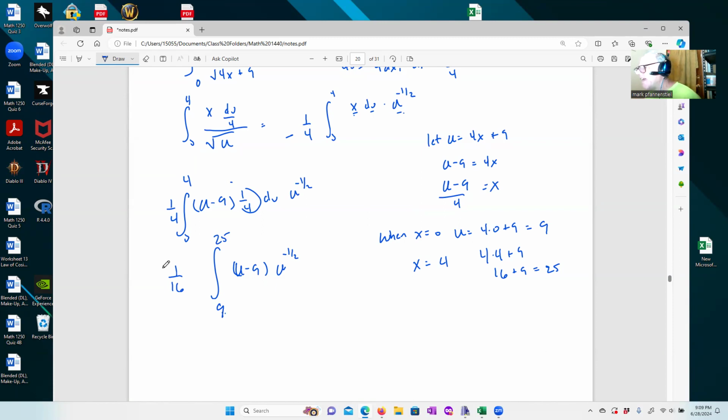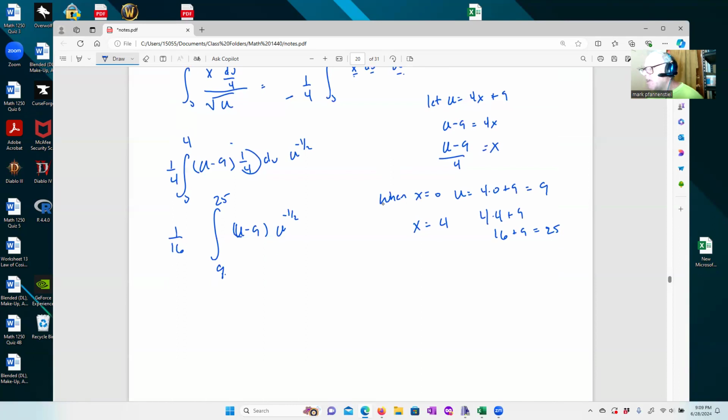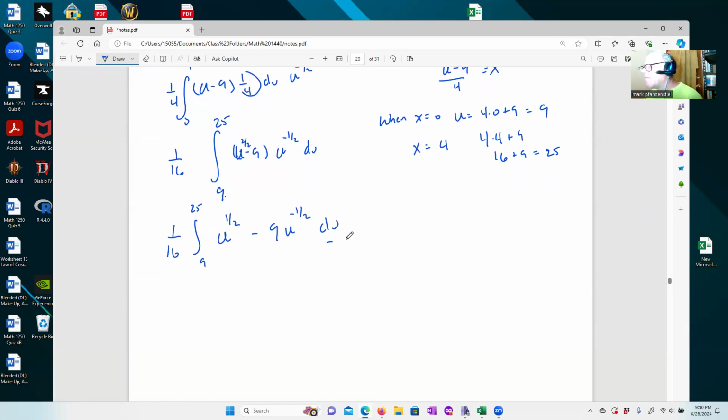Let's go ahead and FOIL this out. So we have 1/16. We still haven't integrated yet, so we leave the integral here. And then we have u to the 2/2. Remember, we just add the exponents. So this is u to the 2/2 minus 1/2, which is u to the 1/2, minus u to the negative 1/2, du. Again, those have to work in tandem with each other. And now we're ready to integrate.